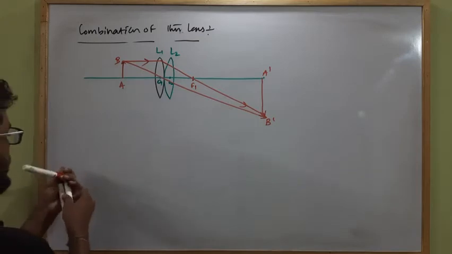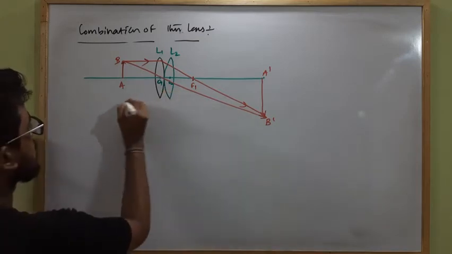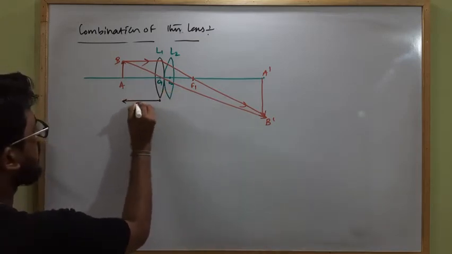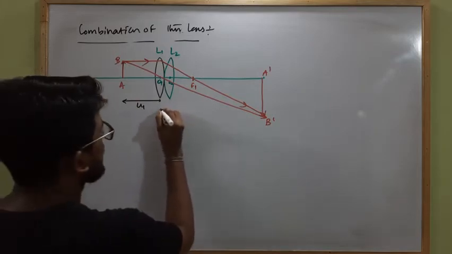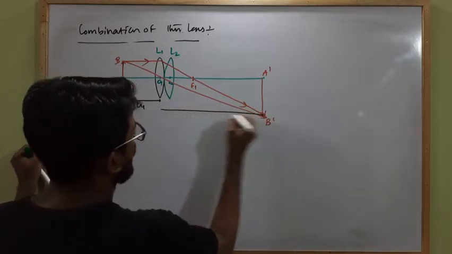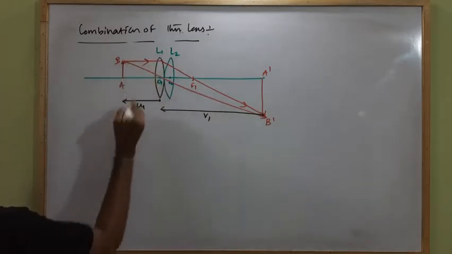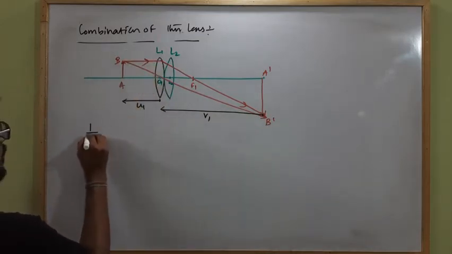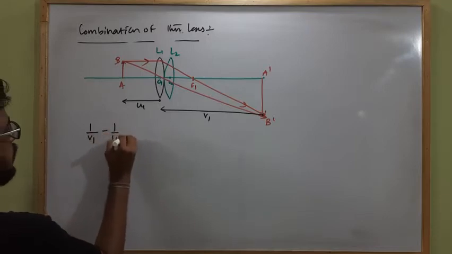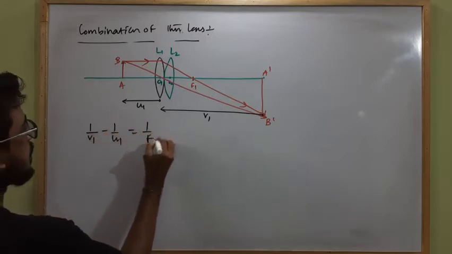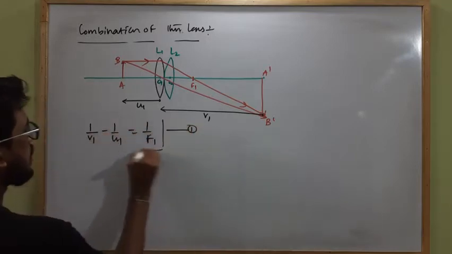Clear? So now this distance for the first lens is U1, and this distance from the first lens will be V1. So by applying lens formula for the lens 1, we can write 1 by V1 minus 1 by U1 equal to 1 by F1. Let it be equation 1.